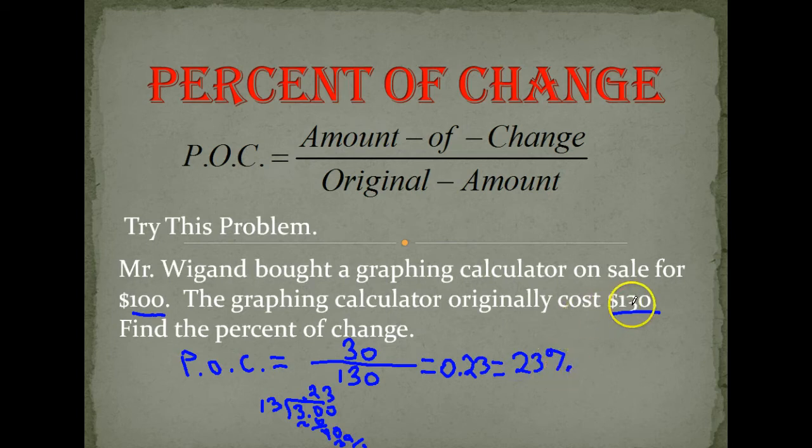And we said it was 130. It went down to 100, so that's going to be a decrease. And that's what sales are. When you go to a store and something's on sale, that's a percent decrease.